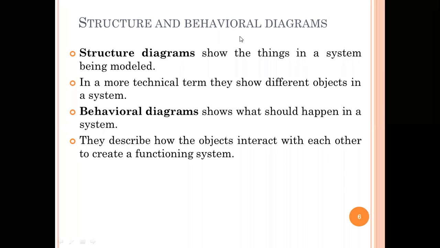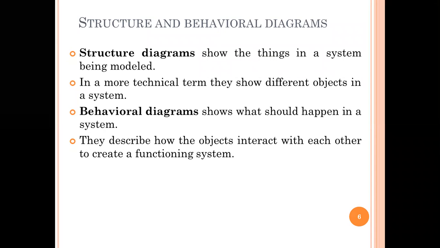Then behavioral diagrams. A behavioral diagram shows what should happen in the system, that is, the behavior of the system, how the system behaves. What the system is going to do is the behavior of that system. They describe how objects interact with each other to create a functioning system.